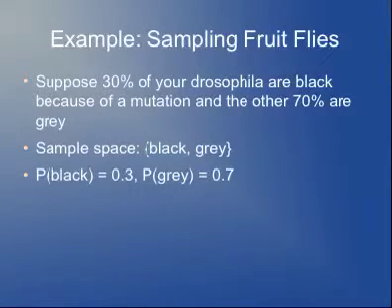Or if, say, you're a Drosophila geneticist and 30% of your Drosophila are black because of a mutation, the other 70% are gray. In that case, your sample space consists of 2 possible outcomes, black and gray. The probability of black would be 0.3, the probability of gray would be 0.7. This just illustrates that all events in your sample space don't have to have the same probability.